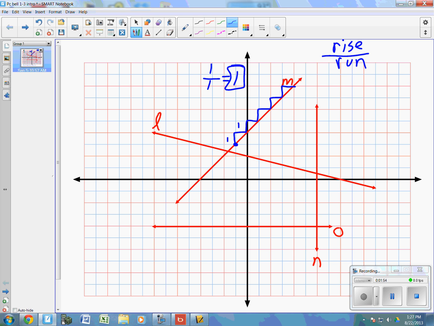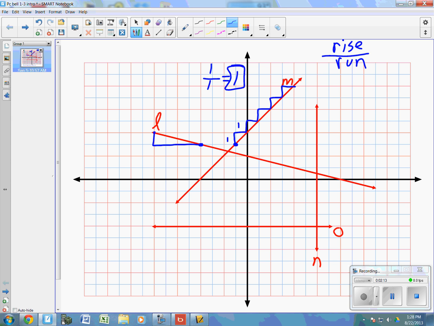What about L? Who thinks they've got that one? Alex? 1 over 4. What do you guys think? Negative 1 over 4. What do you guys think? Because it's going down left to right. Yeah, you guys, this is 1 over 4. Look. Down 1, 1, 2, 3, 4.